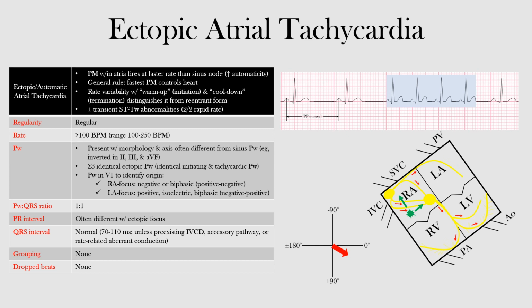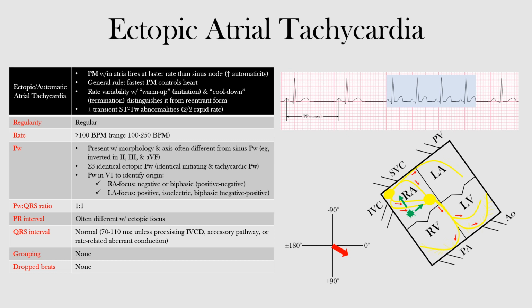Oftentimes, these episodes are not sustained for extended periods of time. Now, we will soon see that because this rhythm is originating outside the sinus node, the P waves and the PR intervals will oftentimes be different from normal sinus rhythm. And because of the accelerated rate, we may sometimes see transient ST and T wave abnormalities. Okay, so what can we see on the EKG?